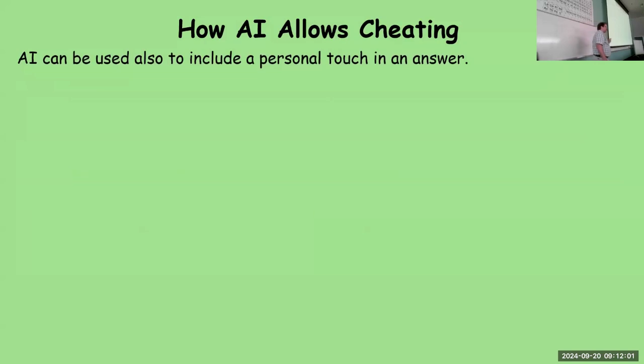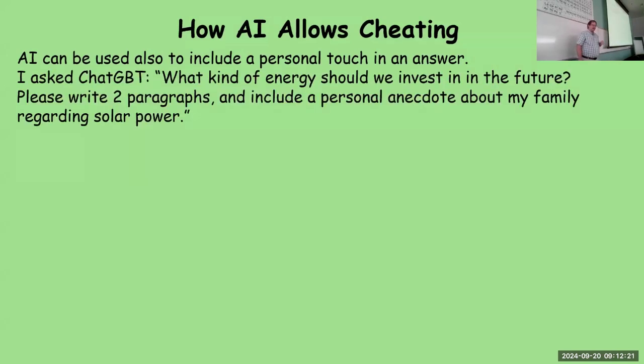And you might think, like I kind of thought this, what if in your question you say you have to connect to this personally? You have to say, how does this question or this issue relate to you in your own life? Maybe that's something AI can't do. But the problem is AI can do this. AI can add a personal touch to an answer. I put this to ChatGPT.